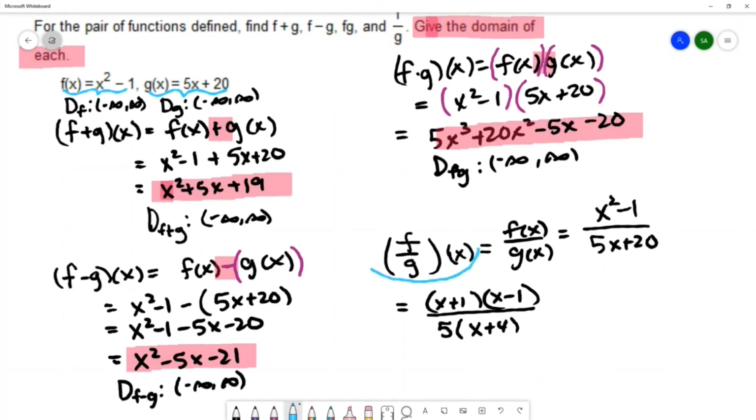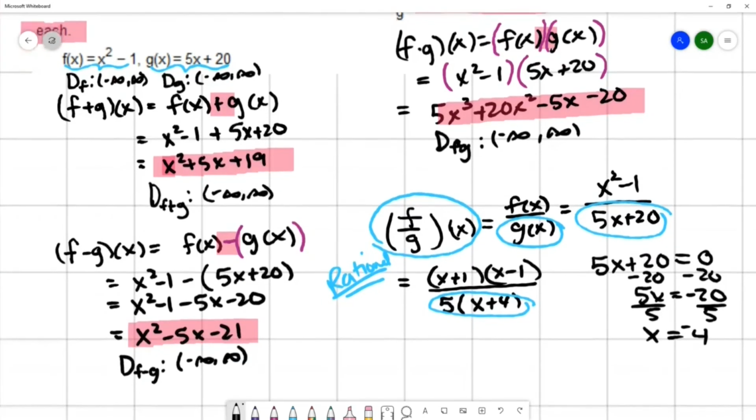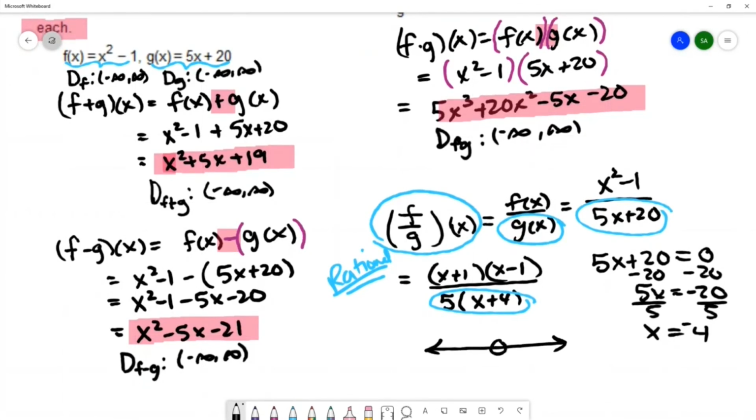Now the division is different. Now when you introduce division, you have now created something that is not a polynomial. This is a rational function. And with rational functions, our denominator cannot be 0. So we're not going to have a domain of all real numbers for the division. We need to take the expression in the denominator, which is our g of x in this example, and set it equal to 0. And we solve, we get 5x equals negative 20, divide by 5, and we get x equals negative 4. That negative 4 is a restricted value because it's going to cause the denominator to equal 0. So our domain here will be everything, all real numbers except for negative 4. And we write that in interval notation.